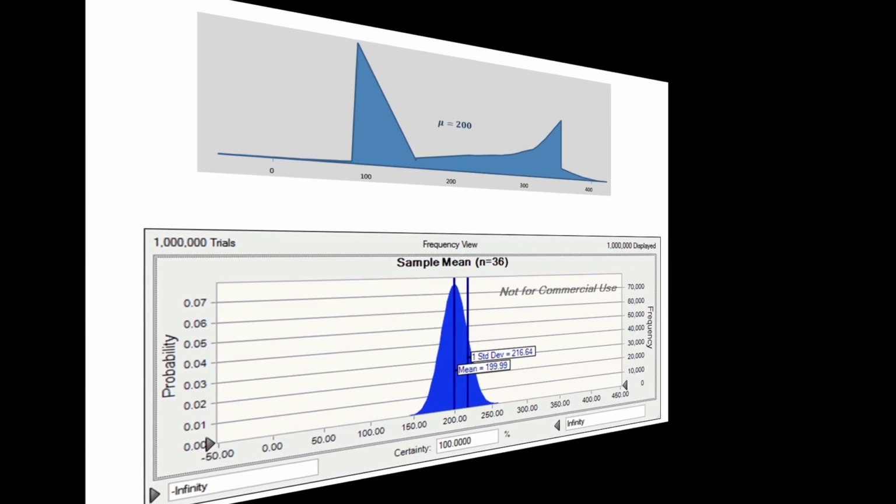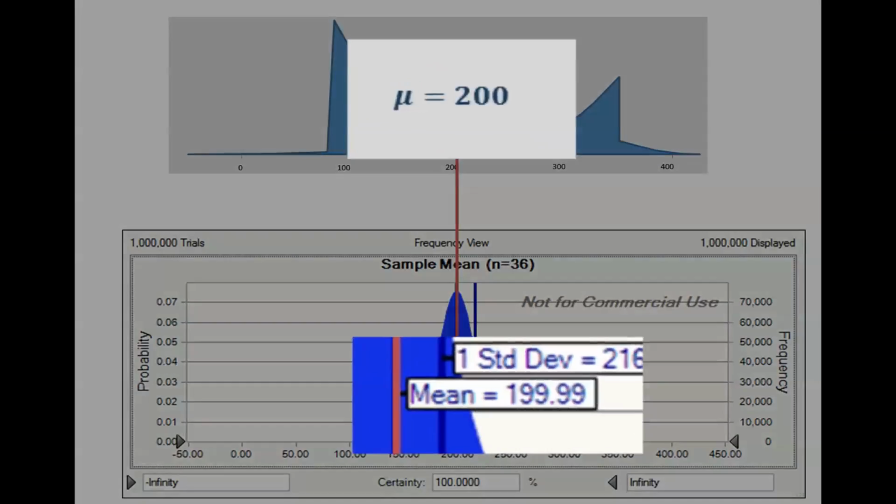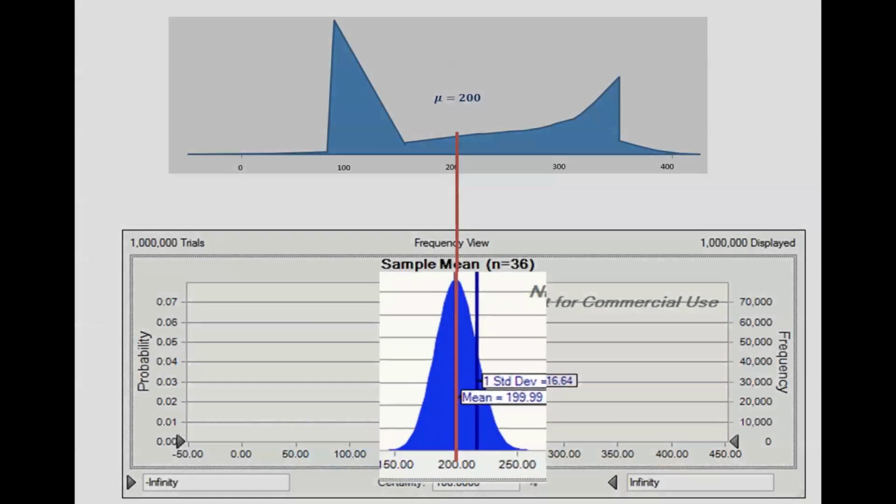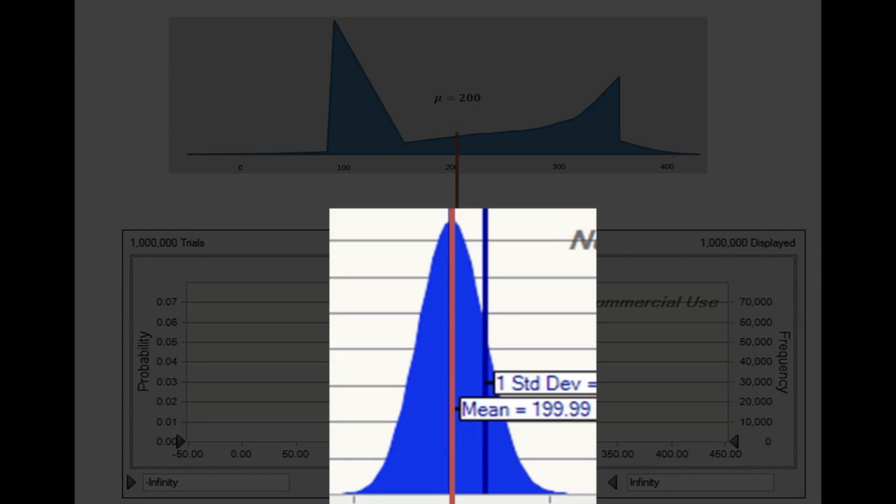Let's recap the three things we found. First, we found that the sample mean is very, very close, if not identical, to the mean of the population mu. The population mean mu was 200, the mean of the sample of all those 1 million samples was 199.99, so almost identical.